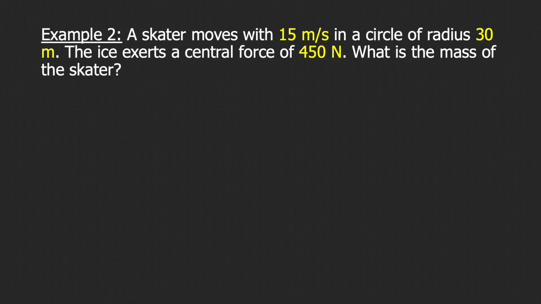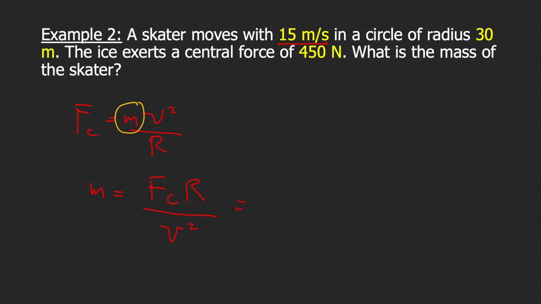Another example: a skater moves 15 meters per second in a circle of radius 30 meters, and the ice exerts a central force of 50 newtons. Now the question is, what is the mass of the skater? Again, we know F_c is equal to m times v squared over r. Now we are looking for the m, or the mass of the object. Now we can derive m, so m is equal to F_c times r divided by v squared.